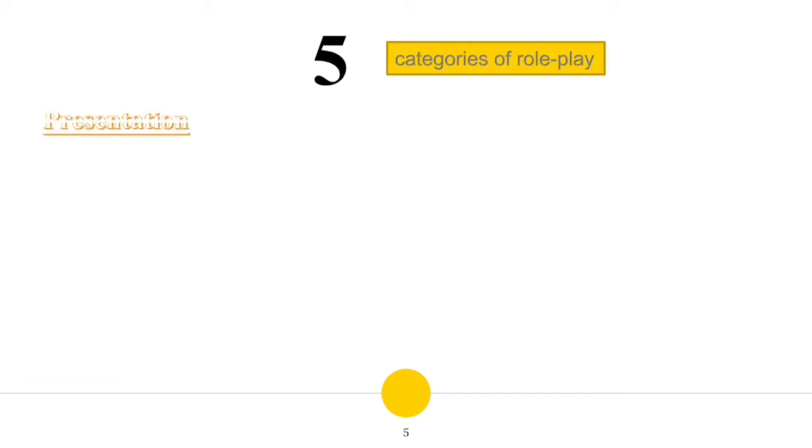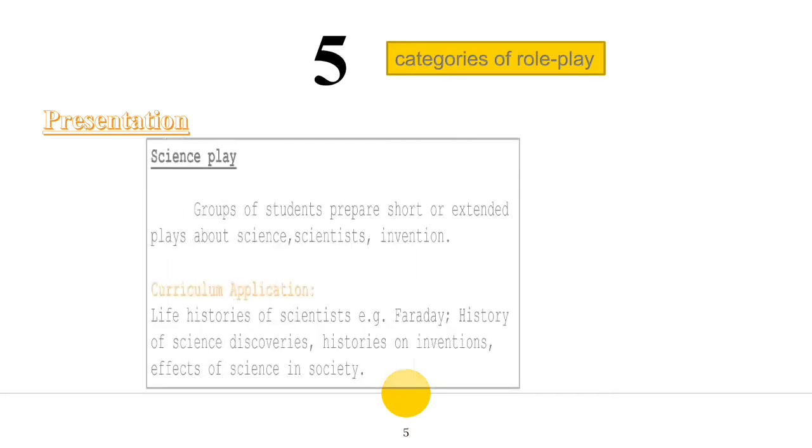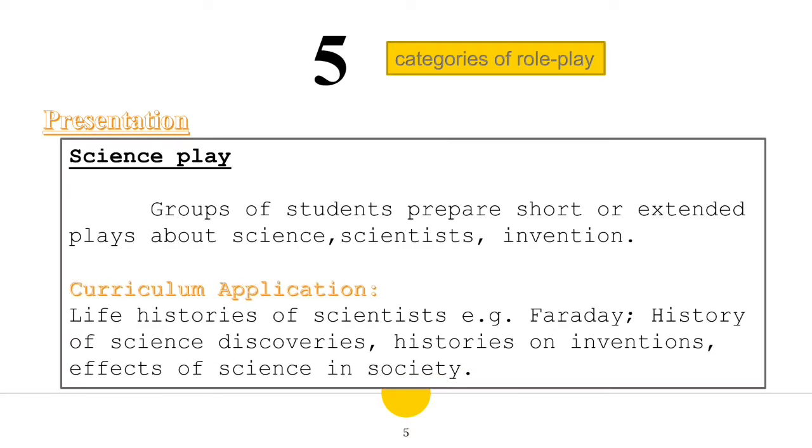The next one is presentation. For example, in a science play, you can group the students, prepare short or extended plays about science, scientists, or invention. In the curriculum application, you can use life histories of scientists like Faraday, history of science discoveries, histories on inventions and effects of science in society.